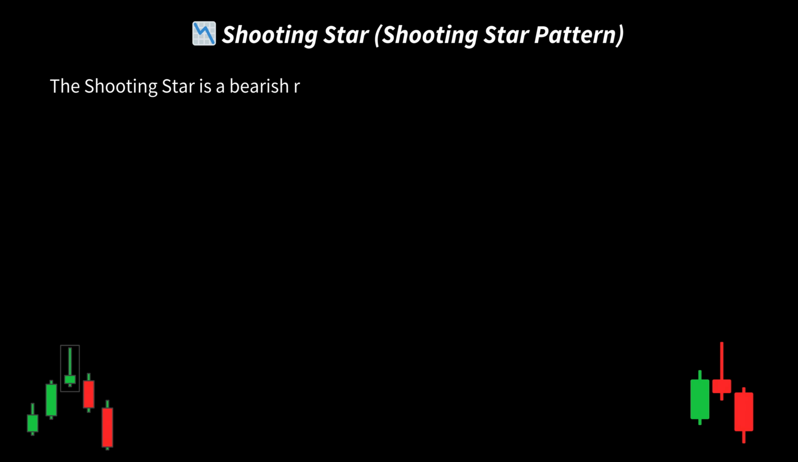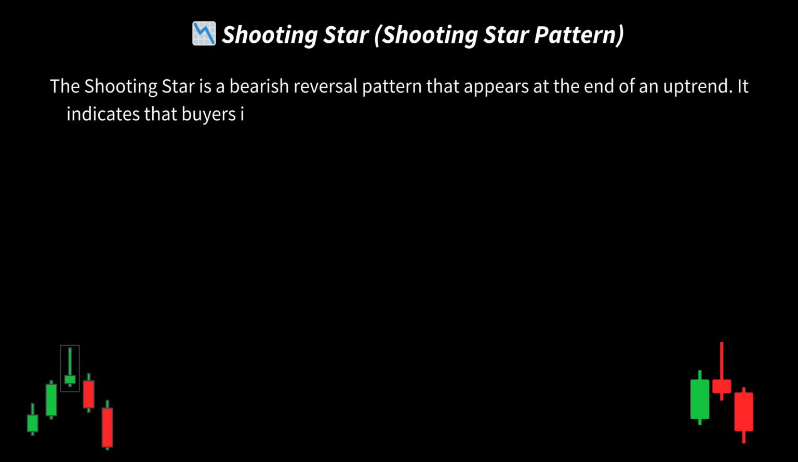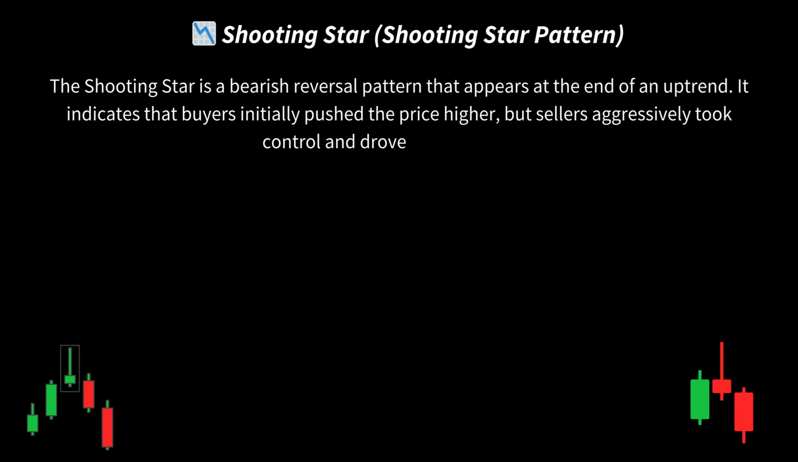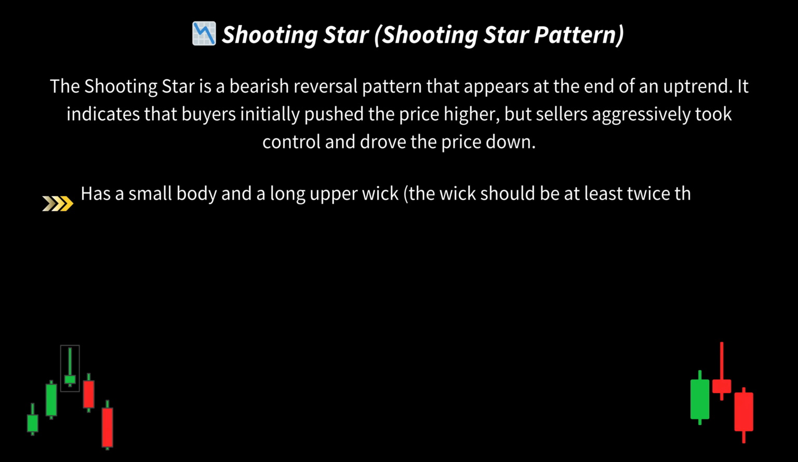Shooting star pattern. The shooting star is a bearish reversal pattern that appears at the end of an uptrend. It indicates that buyers initially pushed the price higher, but sellers aggressively took control and drove the price down.